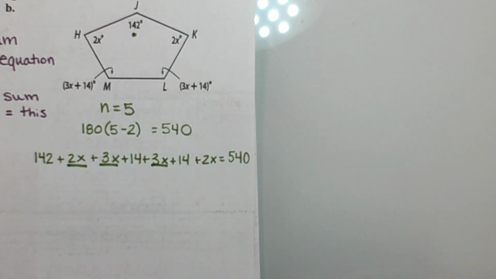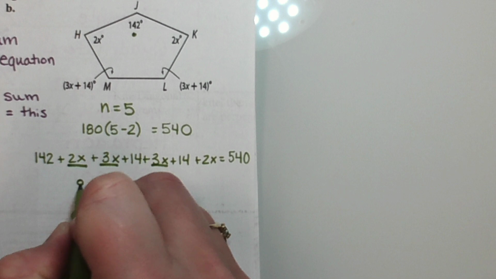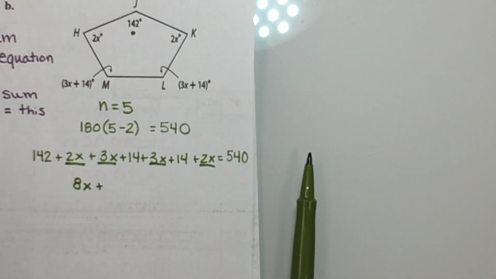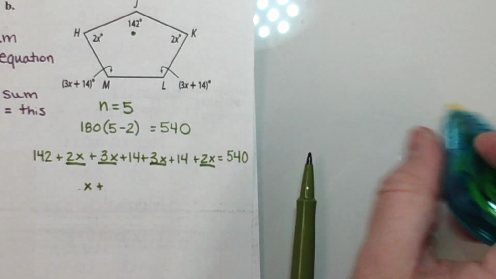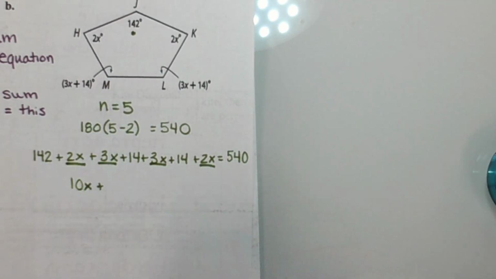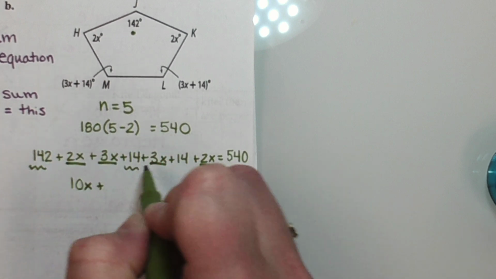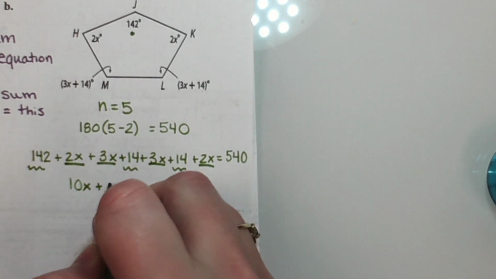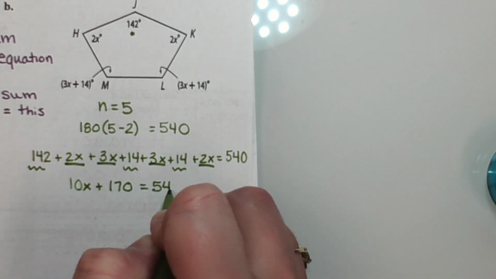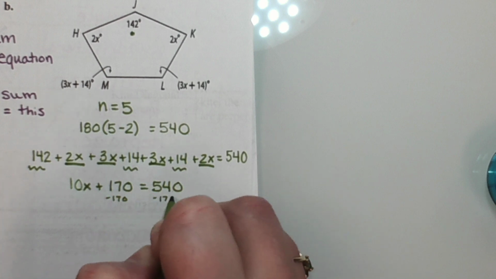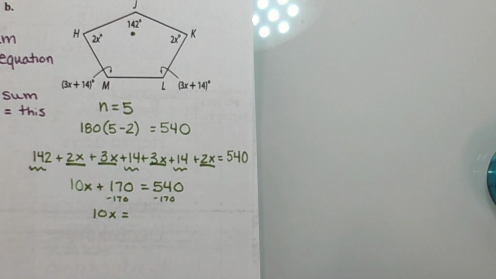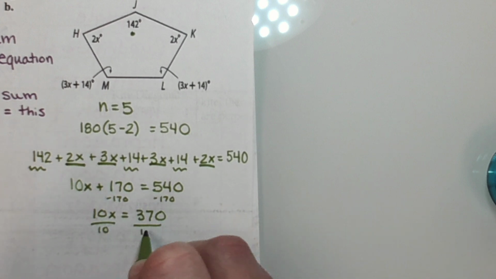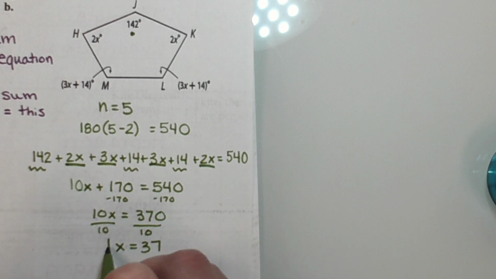2x, 3x simplified together. 8 x's. Oh, there's another 2x here. How many x's? 10. Good eye. 142, 14, and 14. I think that's all of them. 170 equals 540. Y'all know how to solve. 10x equals 370. Divided by 10, x is 37. Sweet.